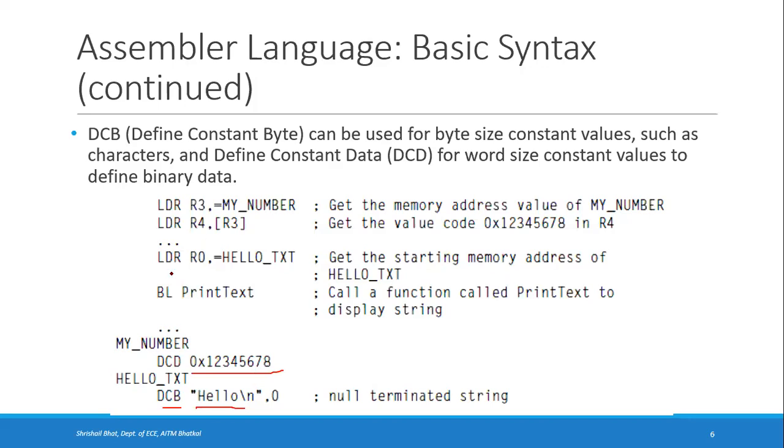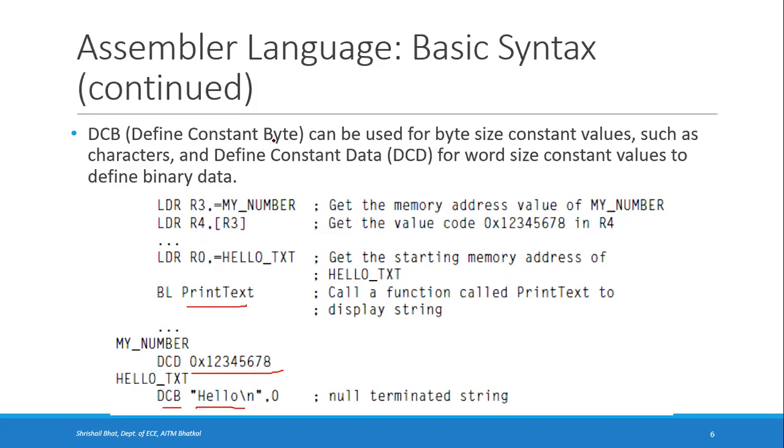Now, LDR R0, =hello text means you are getting the starting address of the text hello text. The starting address of this is copied into R0. Then you are calling some function, print text. This function has to be written separately, so this is not an entire code. It's only a part of the code to indicate the use of these particular directives.